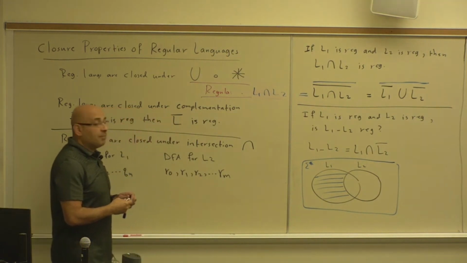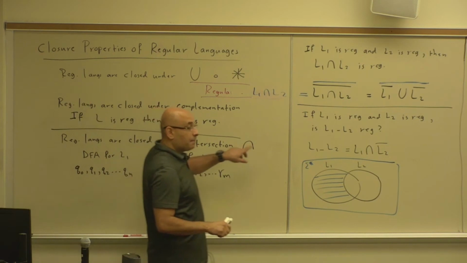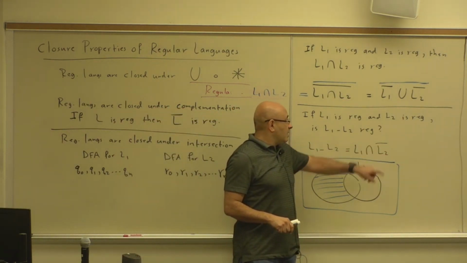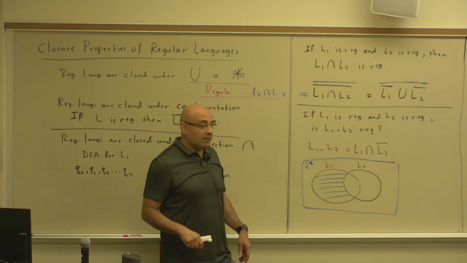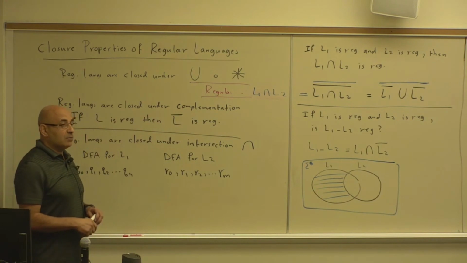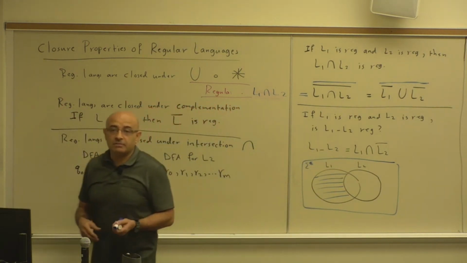And since we have proven that regular languages are closed under intersection and complementation, then regular languages are closed under subtraction, because we have managed to express subtraction in terms of intersection and complementation.